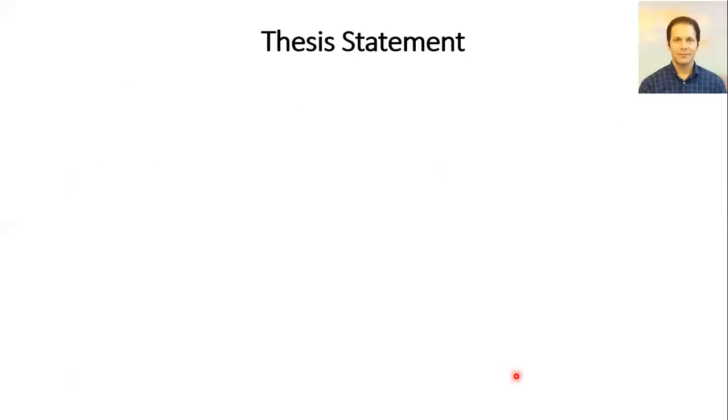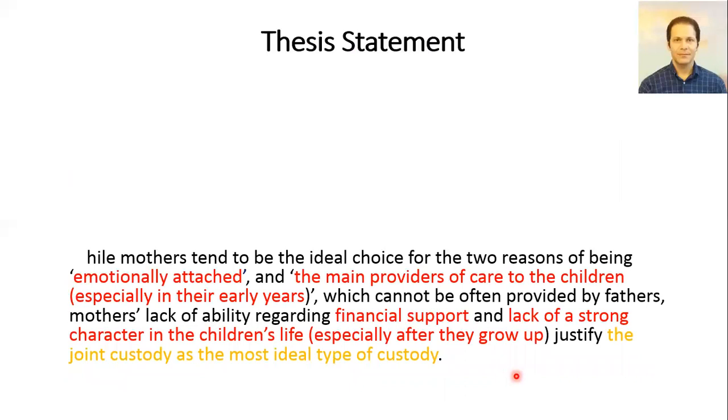Okay, let's look at the thesis statement now. While mothers tend to be the ideal choice for the two reasons of being emotionally attached and the main providers of care for the children, especially in their early years, which cannot often be provided by fathers, mothers' lack of ability regarding financial support and lack of a strong character in children's life, especially after they grow up, justify the joint custody as the most ideal type of custody. So this is the thesis statement. Thesis statement is the most important sentence in an essay or in a paper.